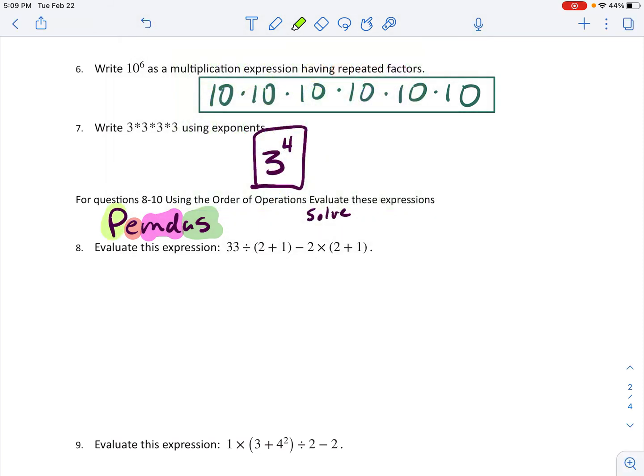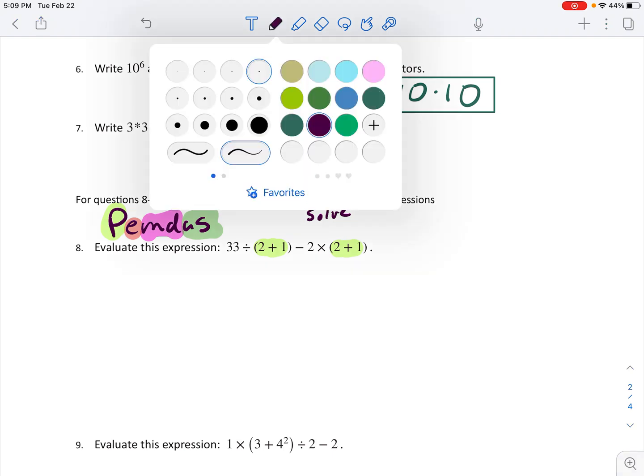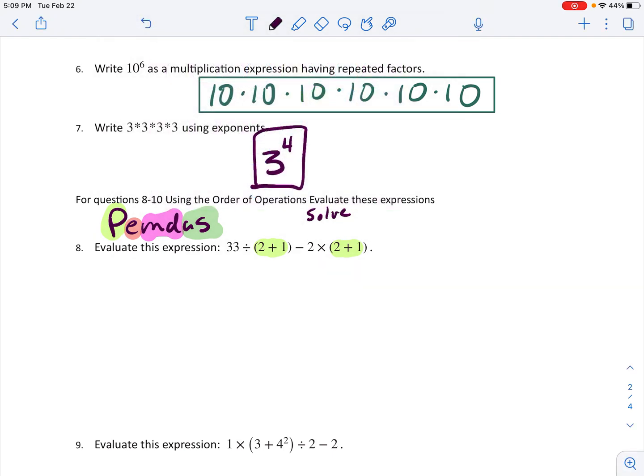So looking at number 8, it says evaluate this expression. We have 33 divided by (2 plus 1), minus 2 times (2 plus 1). So the first thing we have to do is what's inside of the parentheses, okay? We're going to solve that, and then I'm going to rewrite my problem.